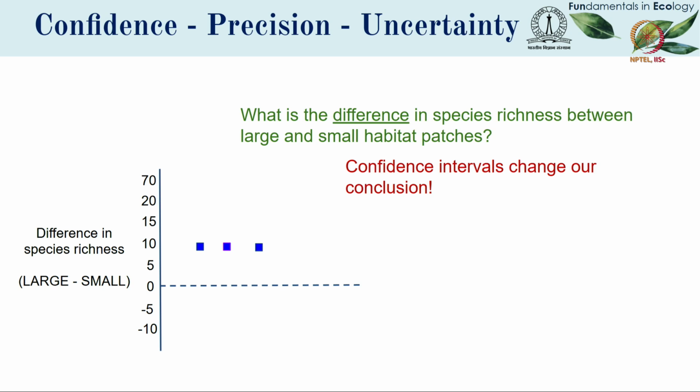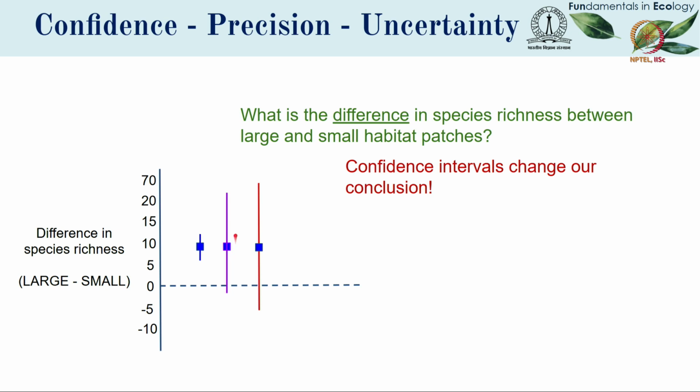Let us take 3 examples here. In all these examples, the mean difference in species richness is the same. The first example, the 95% confidence interval indicates a very small range of values in which the true population parameter is likely to lie. So, here we can safely conclude that there is a substantial difference in species richness between large and small. We have located that population parameter well.